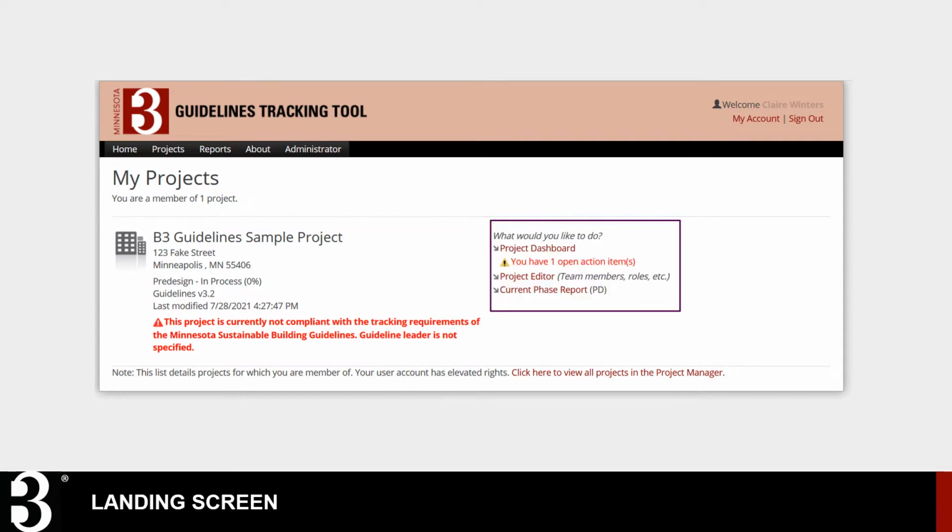Several links are also provided. The first link accesses the project dashboard, where detailed project information is tracked. Other options include adding or assigning team members or accessing the current phase report. These last two options can also be accessed from the project dashboard.